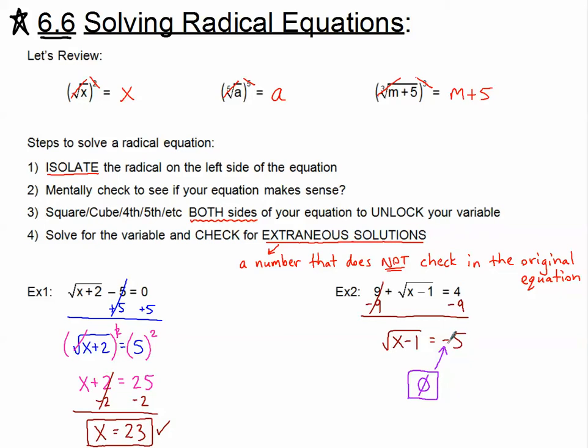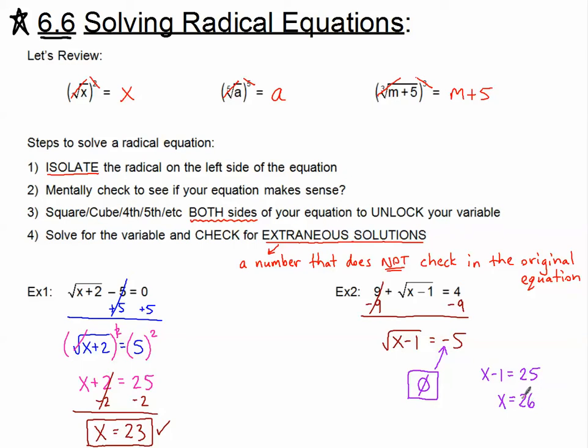If you don't see that, and you come off to the side and you square both sides, squaring this side, we would get x minus 1. Squaring this side, we would get positive 25. Going and solving this equation, it appears that our answer would be x equals 26. But this does not work.